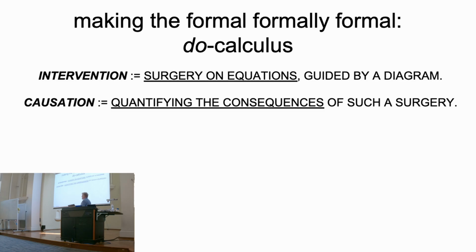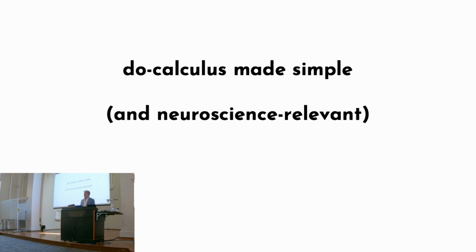And what you do is you're guided by the diagram. You're guided by the structural model of all of these arrows. And then you quantify these surgeries, and that gives you a scalar of causation. So I want to go over that, again, without going too deeply into the equations, just give you a feel for that and show you how this works in neuroscience and why it works so well for neuroscience.